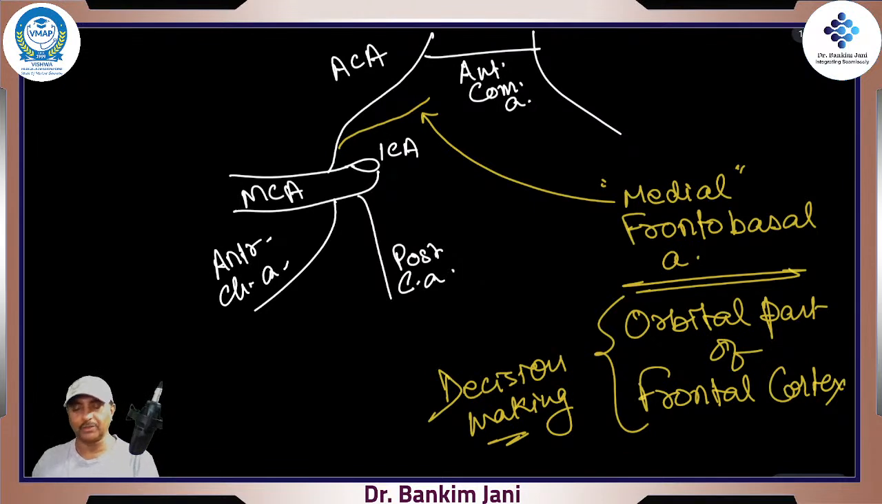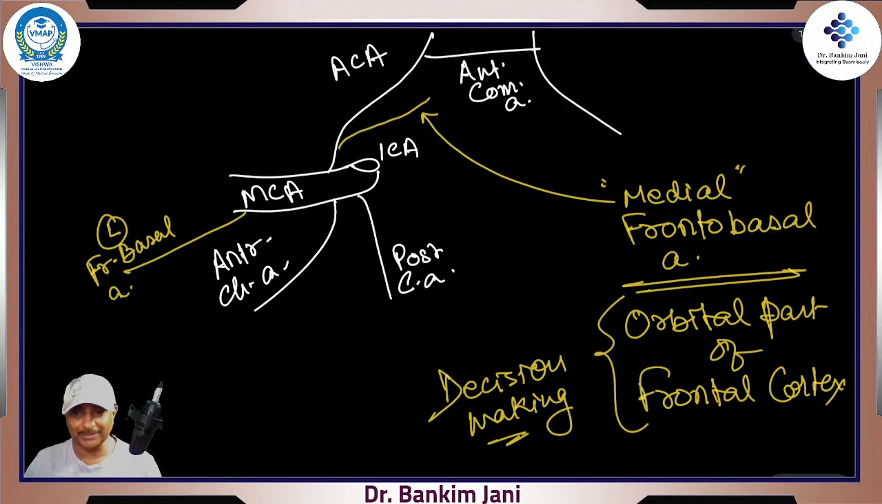Now, in the upper limb and lower limb, every time we said that if there is only one artery called frontobasal, then we would have named it just frontobasal. But when we say medial frontobasal, there has to be a lateral frontobasal. Otherwise we would have named it just like that. Right, there is. And this lateral frontobasal will come from the middle cerebral artery. So that would be the lateral frontobasal artery.